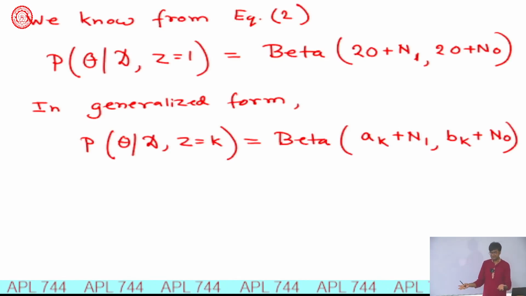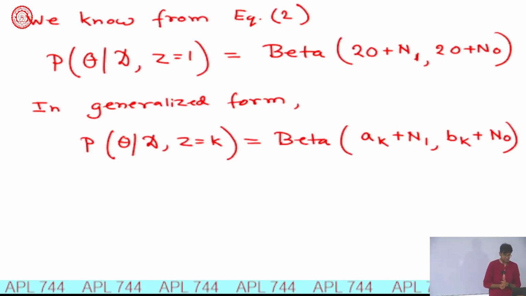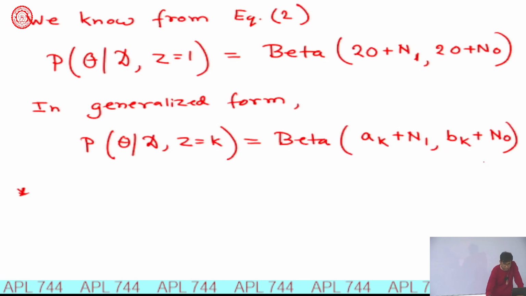So, this is a generalized form. I wrote it because ultimately we have to find it out for both k equal to 1 and 2. So, let us do it in a generalized form. So, okay. So, remember this. So, now, I will call it equation number 4, we will need it later.